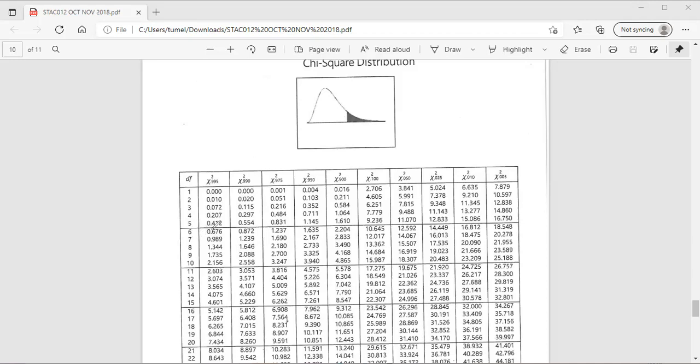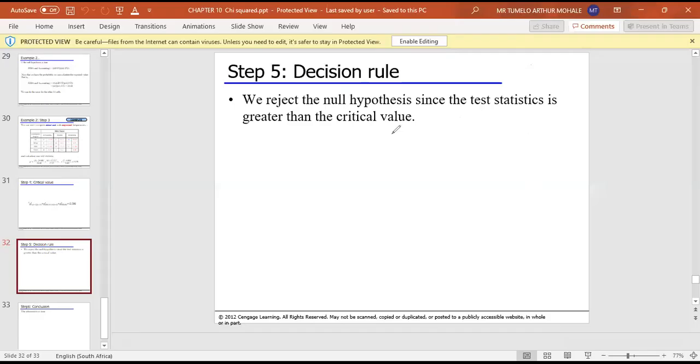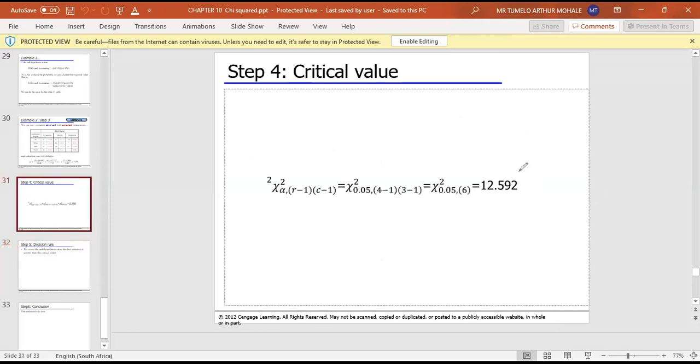12.592. Good, it's correct. So this is your 6, and then this is your 0.05. They intersect at 12.592, which is the same answer as 12.592. This is the answer. Do you see it?